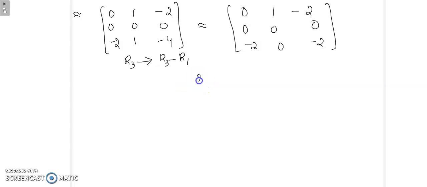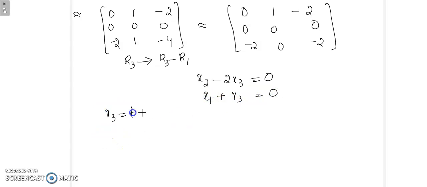Okay, so let us write the equation now. So that gives x2 minus 2 x3 equal to 0, and this is minus 2 x1 plus minus 2 x3 equal to 0, so that is x1 plus x3 equal to 0.